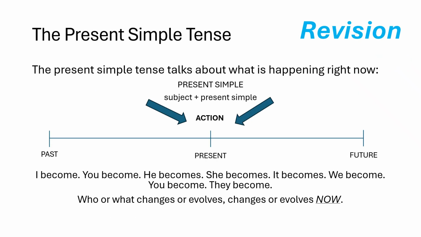This diagram shows what the simple present tense looks like. The action is happening in the moment. Now, not before, which is in the past, and not later, which is in the future. Now, I become, you become, he becomes, she becomes, it becomes, we become, you become, they become. Who or what changes or evolves now.